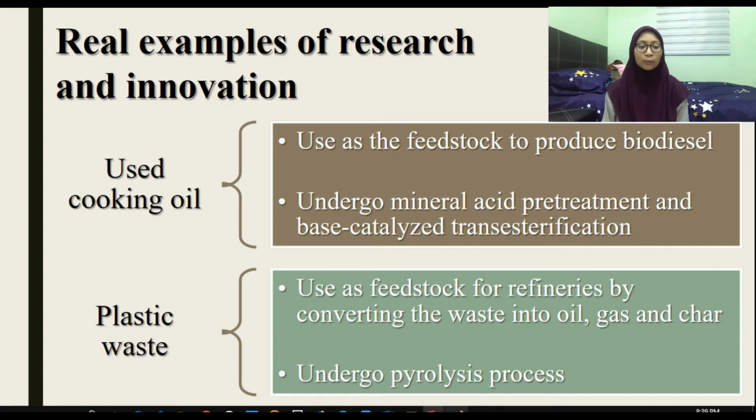Type 5 is polypropylene, PP. Type 6 is polystyrene, PS. Type 7 is others, which include the polycarbonate. Type 1, 2, 4, 5 and 6 can be pyrolyzed, while type 3 and 7 cannot be pyrolyzed.